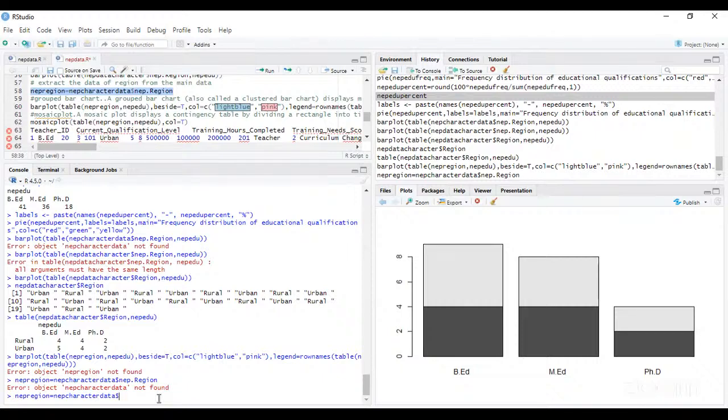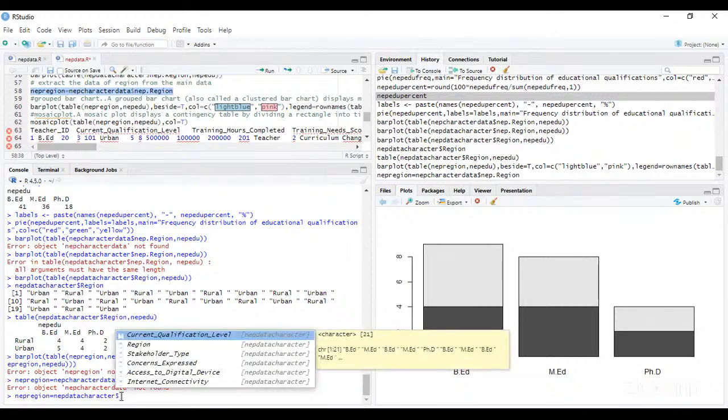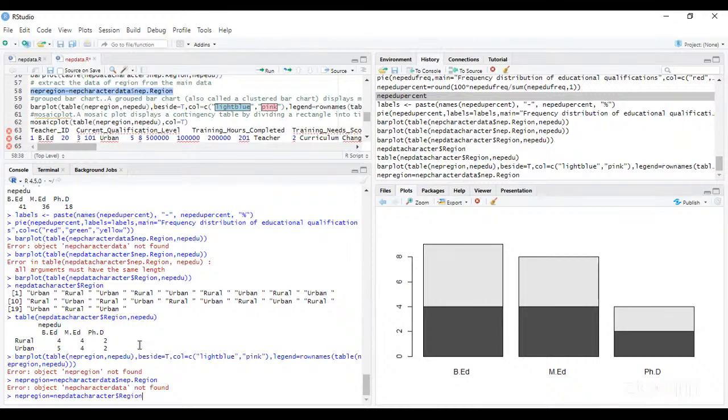Remove the dollar NEP sign. I should write NEP data character. Remove this thing. Now remove the dollar and press the dollar, write the dollar again. The second number region. Now enter.